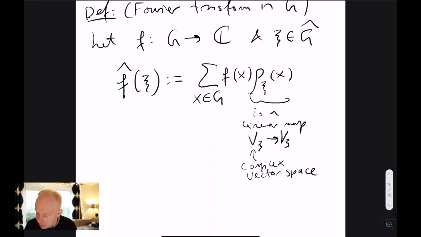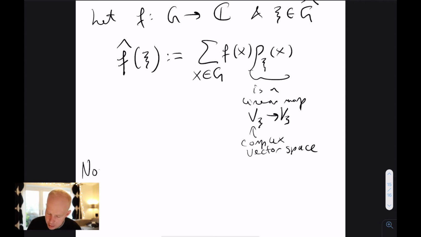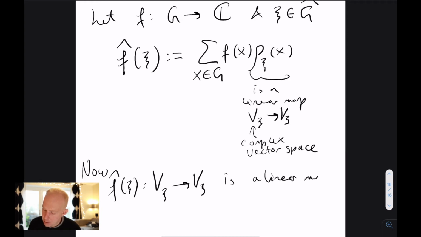So what happens here is that this is now actually a mapping, f xi is also a mapping from V xi to V xi, a linear map, because it's a finite sum of linear maps, it's a finite group. So the Fourier transform in the group Zp was just equal to a complex number, but now we actually get that they become operators, they become linear maps themselves.